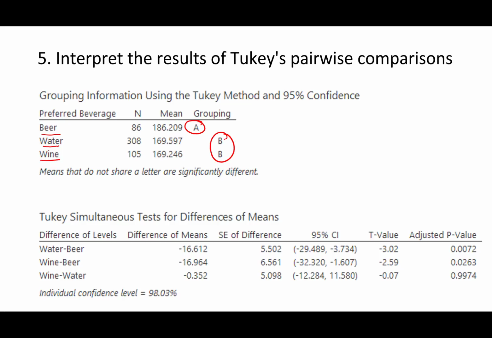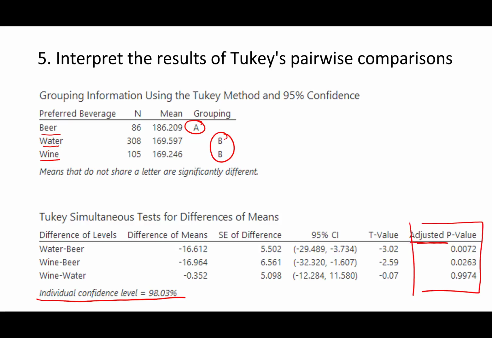The second table provides us with 95% confidence intervals and test statistics with p-values for each possible pair. Note at the bottom, individual confidence level is 98.03%. Minitab Express took into account the number of comparisons that it was making, and it adjusted the confidence level and it adjusted the p-values for us. We can now interpret these values without needing to worry about multiple testing, because those adjustments have already been made for us. My preference is to look at the adjusted p-values here.